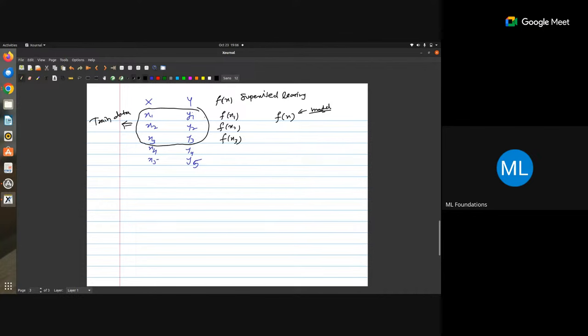So how should I use this one? I'll calculate f of x4, and now I'll check whether f of x4 is near to y4, and f of x5 is near to y5. If this is going correctly, if it is approximately equal to this, then I'll say that my f of x is pretty much correct.